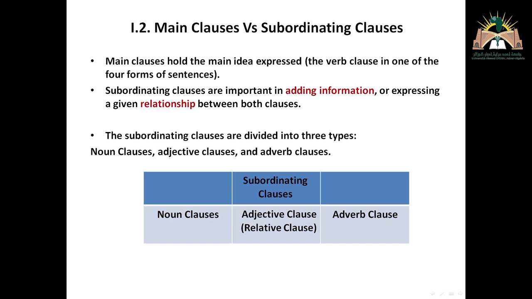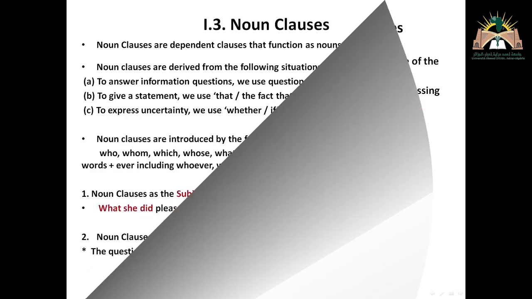The main clause, once again, holds, or the main clauses hold, the main idea expressed. And the subordinating clause gives more clarification, or extra information. The subordinating clauses, our scope of study, are divided into three categories: noun clauses, adjective clauses, and adverb clauses.